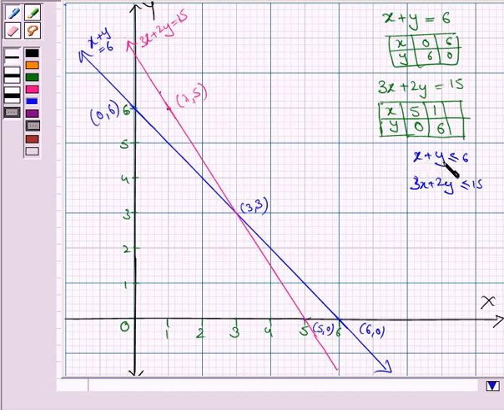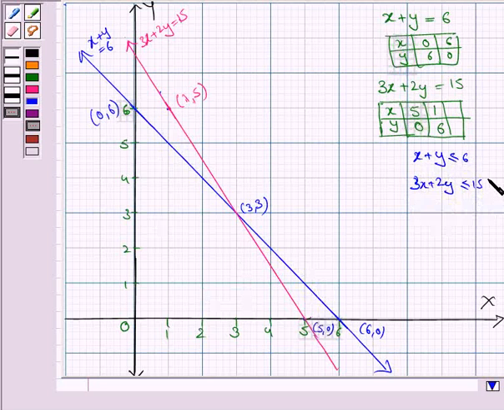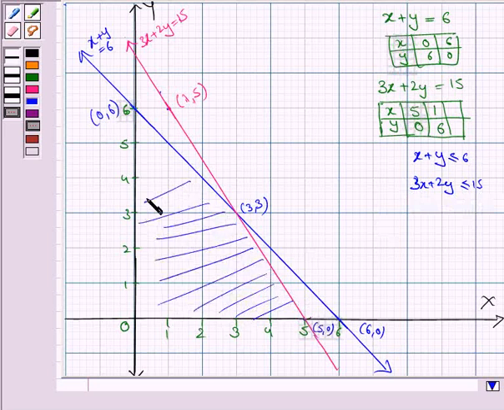Now if we put x is equal to 0, y is equal to 0 in this inequality, we'll have 0 plus 0 less than or equal to 6, which is true. That means 0, 0 satisfies this inequality. So this is the feasible region for the inequality x plus y less than or equal to 6. Similarly, we will put x is equal to 0 and y is equal to 0 in the second inequality, and we'll see that this is the feasible region for the inequality 3x plus 2y less than or equal to 15, and this is the common feasible region for both the constraints.